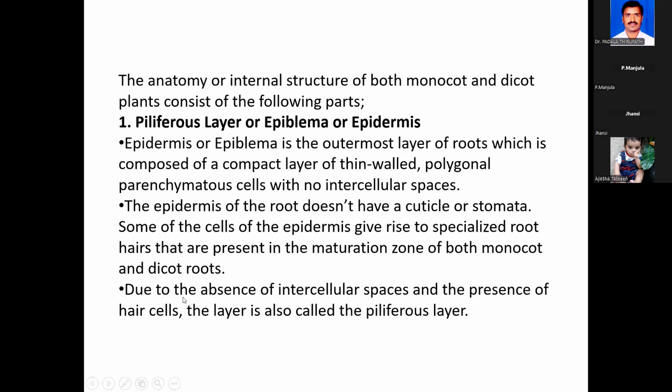Due to the absence of intercellular spaces and the presence of hair cells, the layer is called the piliferous layer. The term piliferous means that on the epidermis the root hairs are present, hence it is called the piliferous layer. This term, piliferous layer or epiblema, is used for roots only.